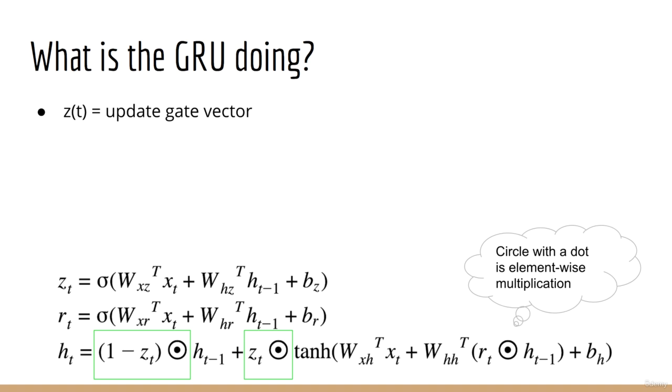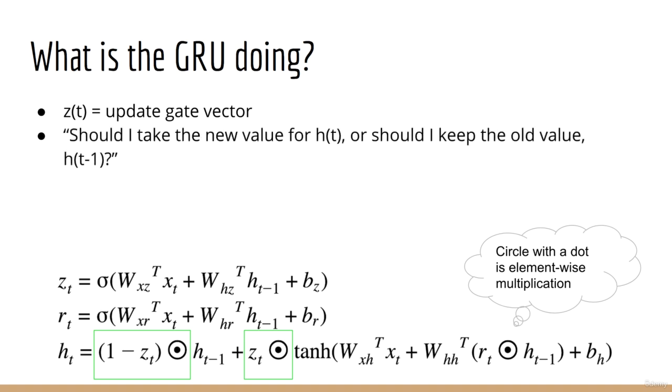So let's start by looking at z of t. How is it used? We can see that z of t gets multiplied by one term involving x of t and h of t minus 1. Then 1 minus z of t gets multiplied by the previous hidden state h of t minus 1. This is very helpful. You can think of z of t as telling us, what should we do? Should we take this new value for the hidden state, or should we just remember the previous hidden state, h of t minus 1?